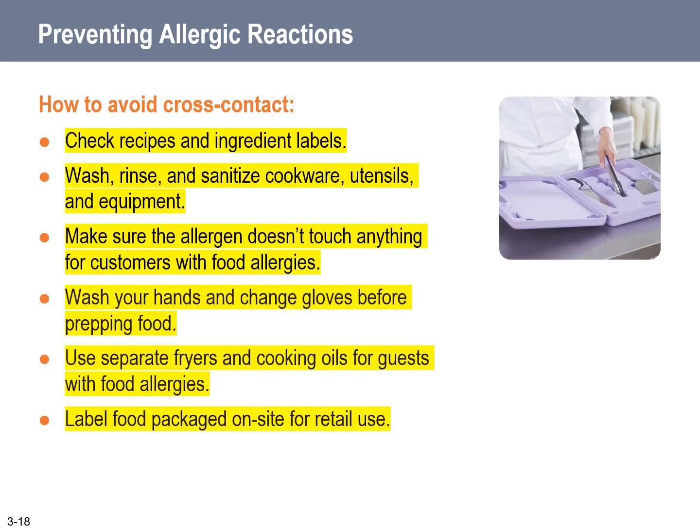How to avoid cross contact. It's very easy. So number 1, you want to check recipes and ingredient labels to confirm that the allergen is not present. You want to wash, rinse, and sanitize cookware, utensils, and equipment before and after use. Make sure the allergen doesn't touch anything for the customers with food allergies. Wash your hands and change gloves before prepping food. Use separate fryers and cooking oils for guests with food allergies. And then look for labeled food packages for on-site retail sale.